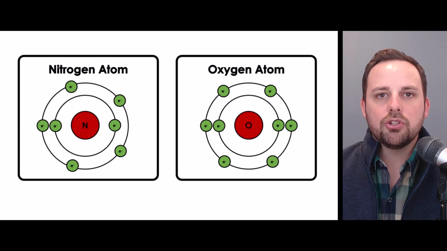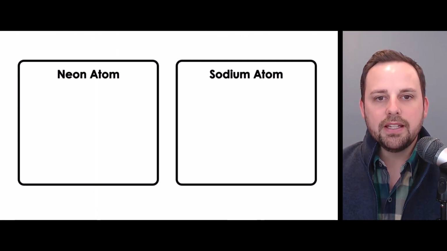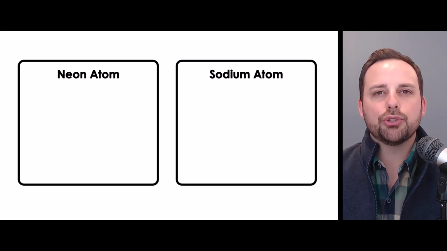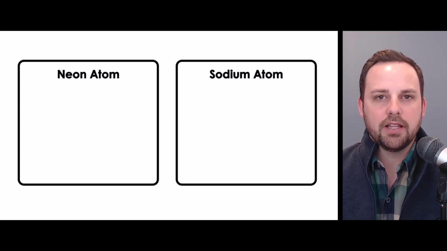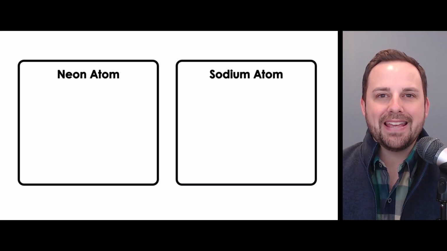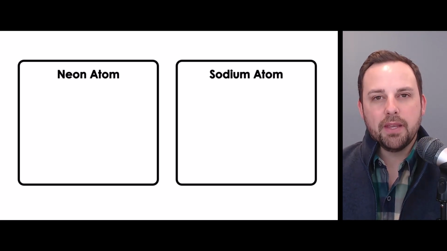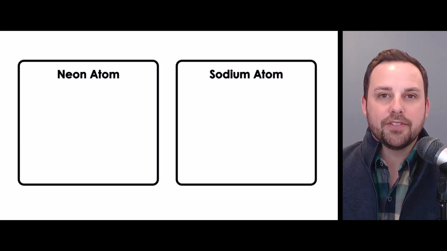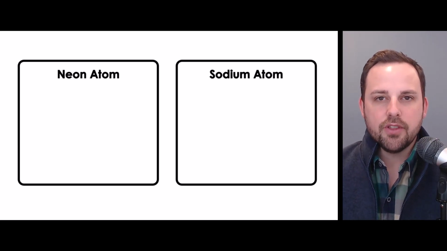Now let's try 2 additional elements, neon and sodium. Try to pause the video and do these on your own, making sure that you know the atomic number for these elements so that you know how many total electrons to draw in the electron shells. If you looked at your periodic table, you know that a neon atom has 10 total protons because its atomic number is 10, which means when it's a neutral atom, it will have 10 total electrons. So that's what we need to draw.